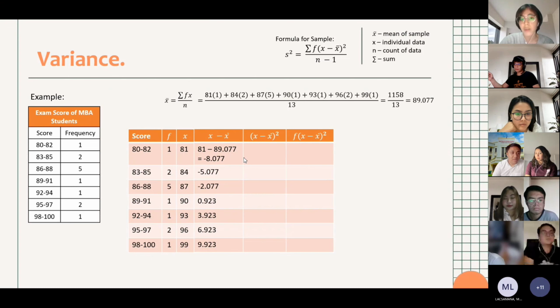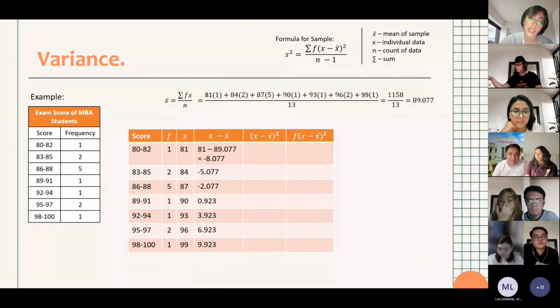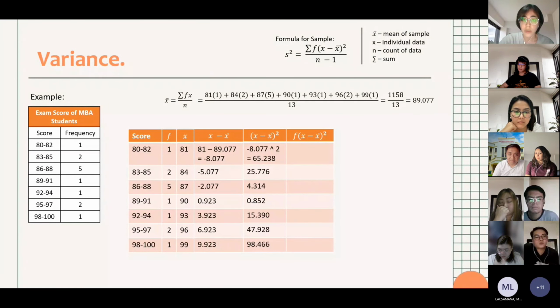Then the next naman, for the 5th column, ang gagawin lang natin is i-square natin yung value na nakuha natin from the 4th column. So for that, negative 8.077 raised to the second power is equals to 65.238. Then for the second row, 25.776.